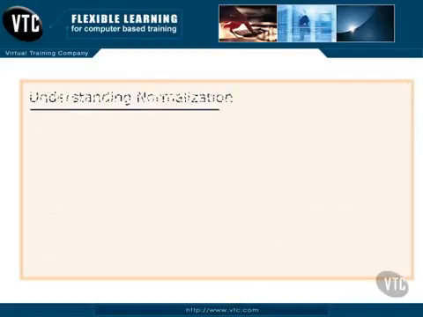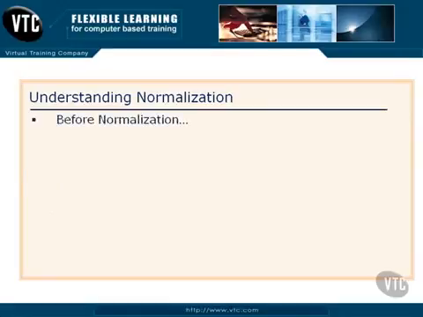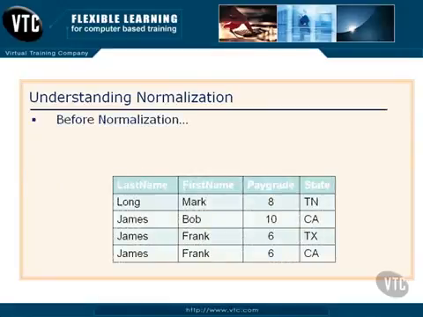The best way to understand that is to see an example. Now, before normalization, let's say that we had a table, and all we wanted to keep in this table was the first and last name of our employees, the pay grade that they're currently working at, and the state in which their office is. You can see from the data pretty easily here that Mark Long is pay grade 8, and he's in the state of Tennessee. Bob James is pay grade 10, he's in California.